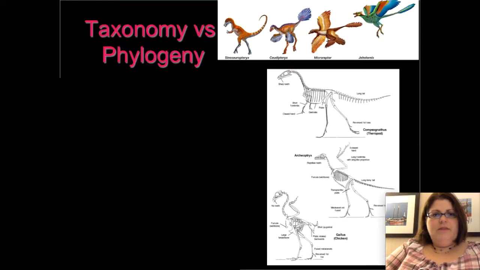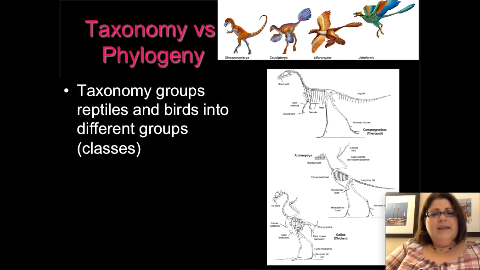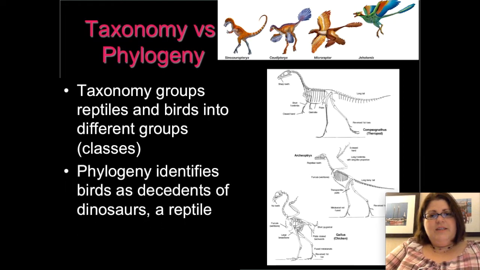To give you a better feeling of the difference between phylogeny and taxonomy, we can look at dinosaurs and birds. In taxonomy, dinosaurs and birds would be grouped as two different taxa, or two different levels of organization. One would be reptiles and one would be birds, both of which are considered classes of vertebrates. Phylogeny instead would identify a bird as a descendant of a dinosaur, which is the reptile, and so it would show birds as part of dinosaurs' subgroup.